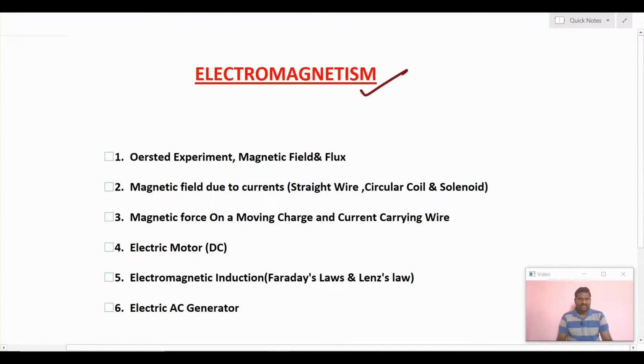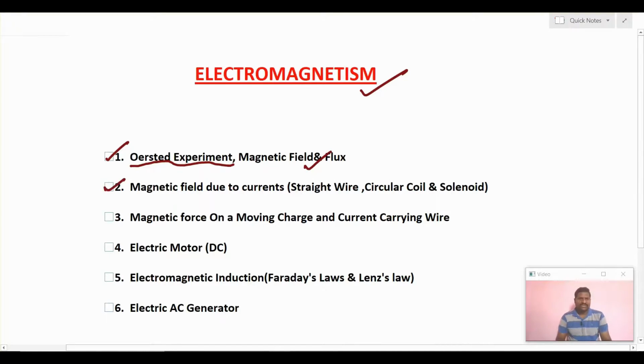Today, in this chapter, we are going to discuss the following topics. The first one is Oersted's experiment. I already mentioned that the conclusion is that if you send current through a conductor, magnetism will be produced. After that, how the magnetic field will be created, what the direction of that magnetic field is, what flux is, what the units are, and what the relation between magnetic field and flux is.